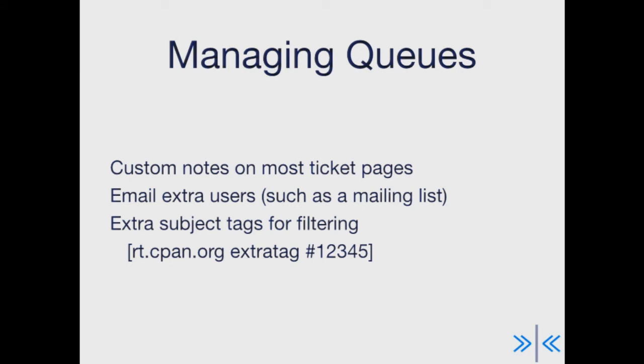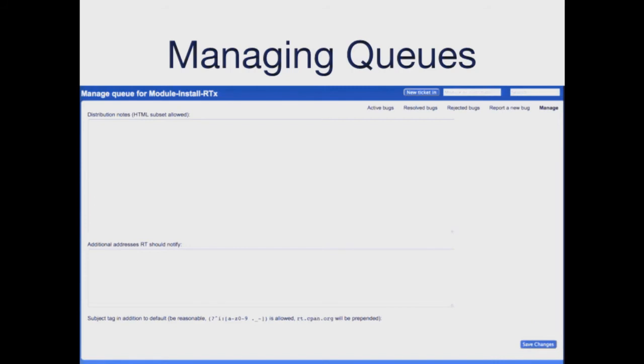Briefly, managing queues, some of this is Sean's fault, some of it's been added on later. If you're a maintainer or a co-maint, you get a couple of boxes on the manage tag in your queue. You can write up a bunch of notes, which will show up at the top of every distribution page when you're creating tickets. You can email other people, so like the Win32 bug queue mails the Win32 list. This is how they do it. And you can also add more tags to things to make it easier to see things.